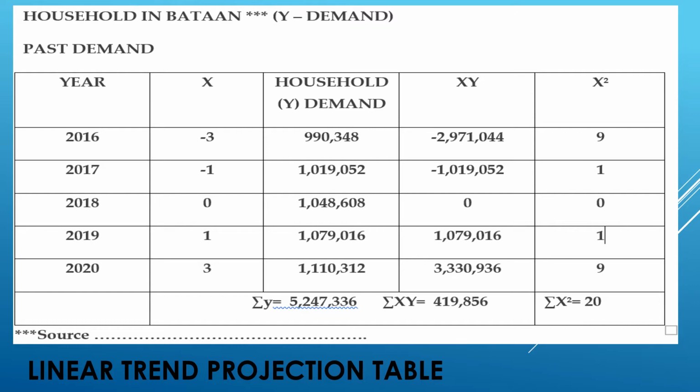Then, where did the negative 1, negative 3 come from? Since the number of years is odd, 5 years is an odd number, the values we assign to X will be odd numbers as well. So that's why from 0, we have -1, then -3. Then below, we have +1 and +3.